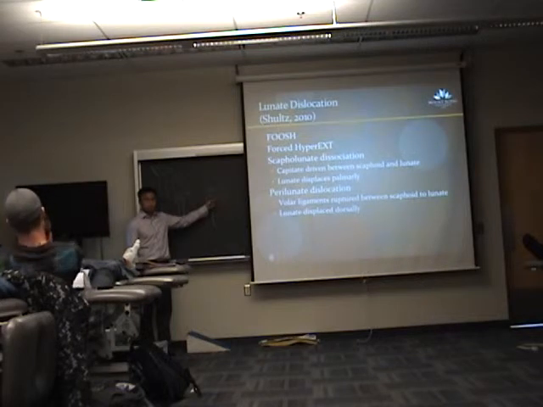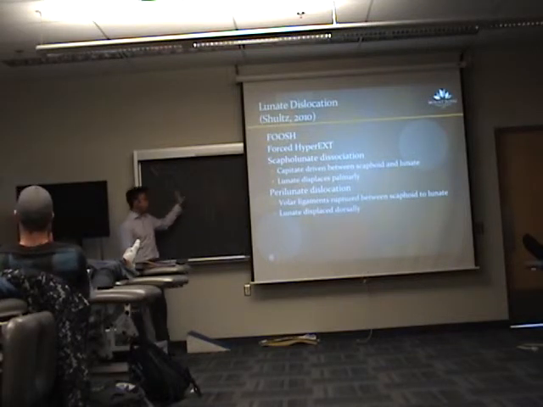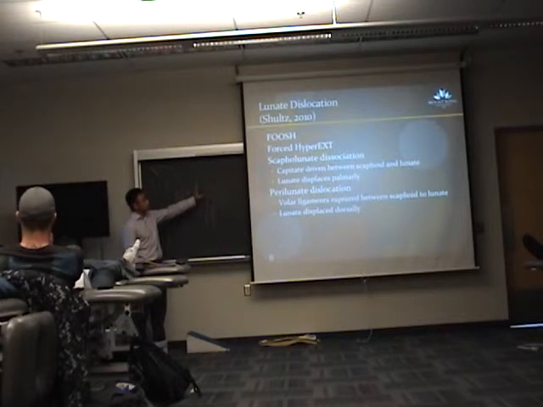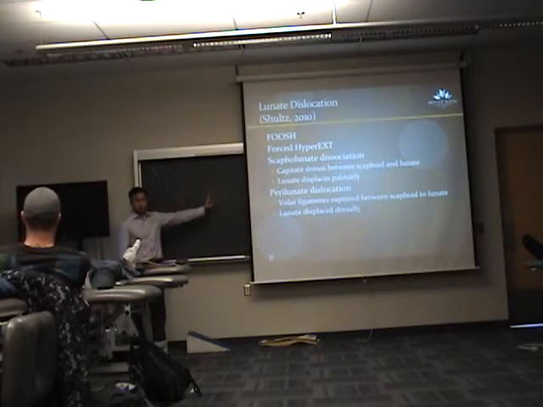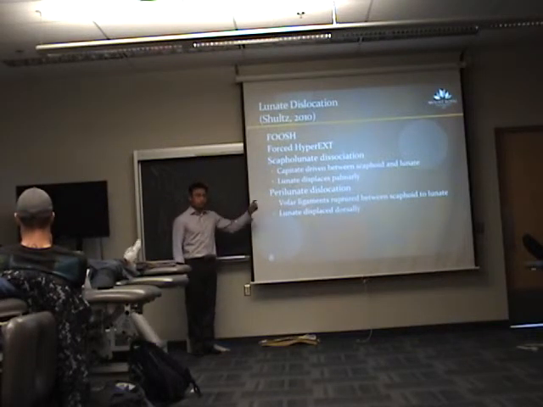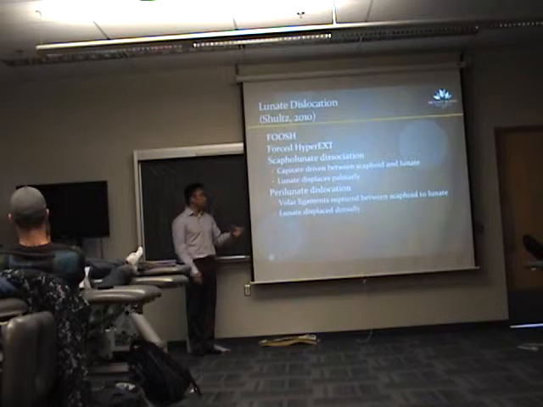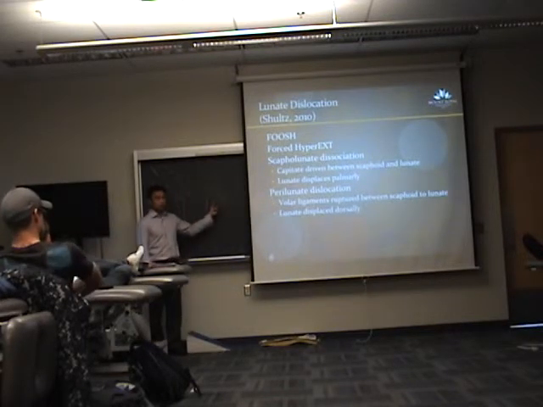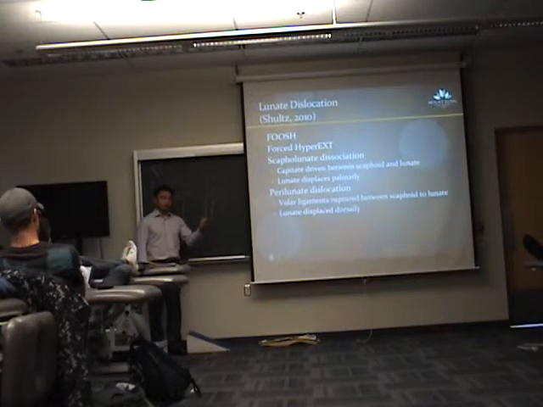Okay. So this is a dissociation, and this is a perilunate dislocation. Okay. Peri just means nearby. So if you see that prefix, it just means nearby or close to, in proximity. So perilunate dislocation means that the lunate has been dislocated to an area nearby where it should be.